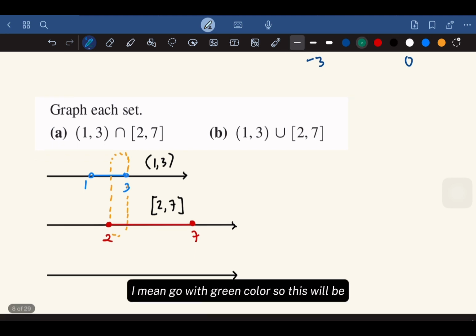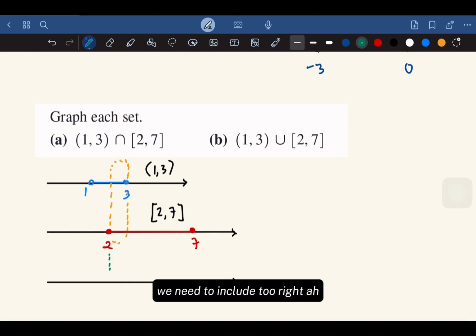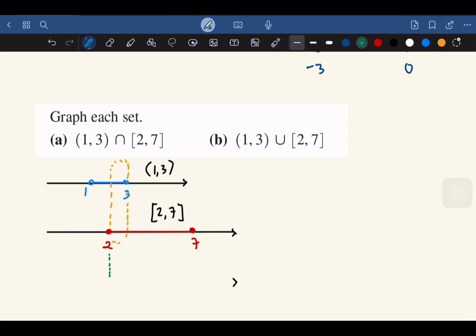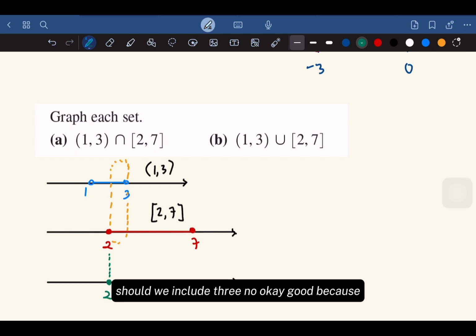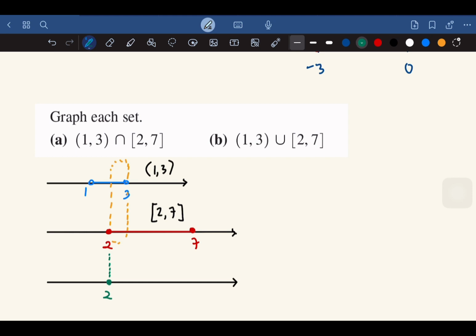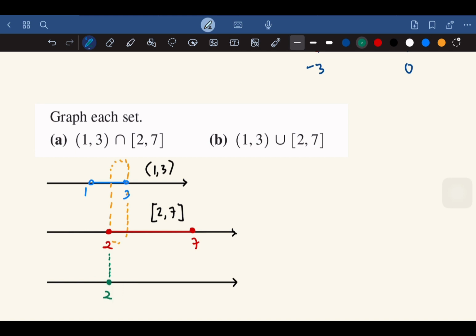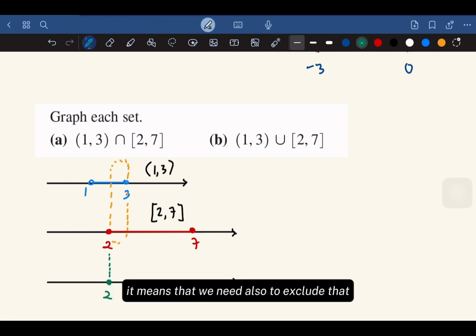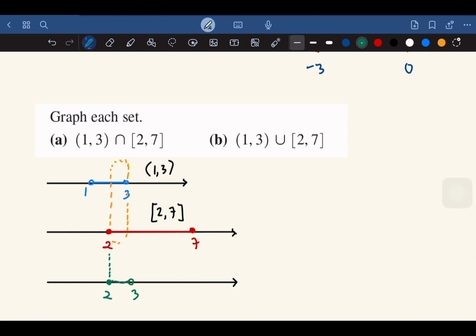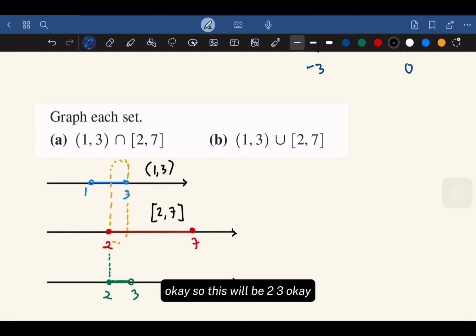Okay, so this will be, let me go with green color. So we need to include 2, right? And then how about 3? Should we include 3? No. Okay, good. Because we are not having any 3 within the first set, it means that we also need to exclude that. So this will be 2, 3.